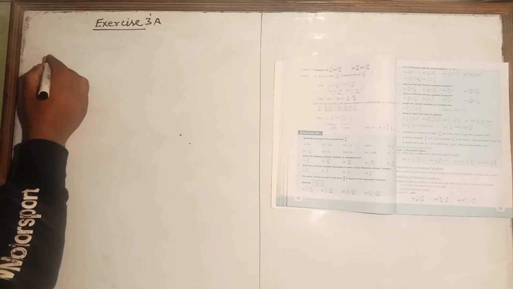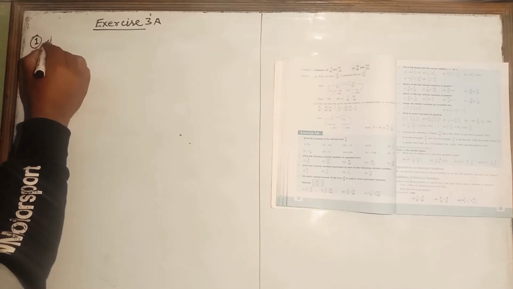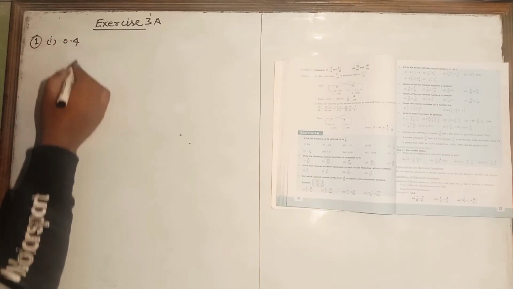Hello students, in this video we will start our exercise third day of chapter third, that is rational number. So question number first is write the numbers in the rational form, that is a upon b. Means there are some numbers which you have to write in rational form. First one is 0.4. So how you will write?